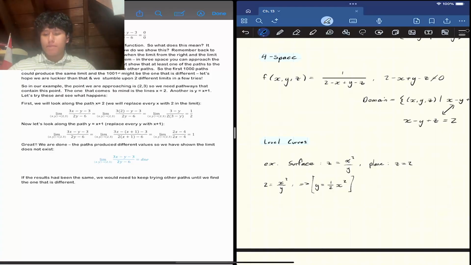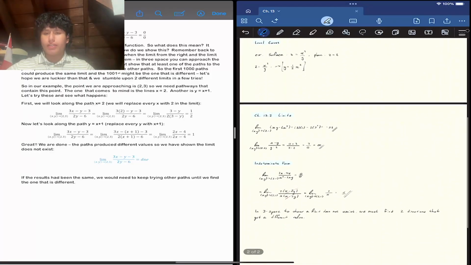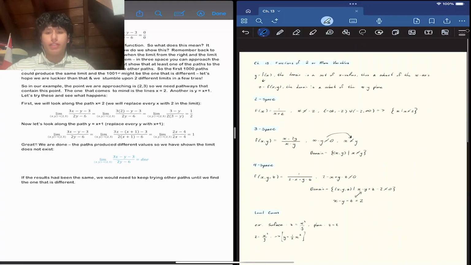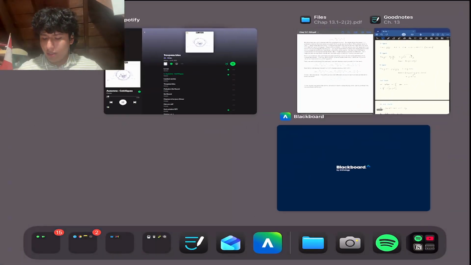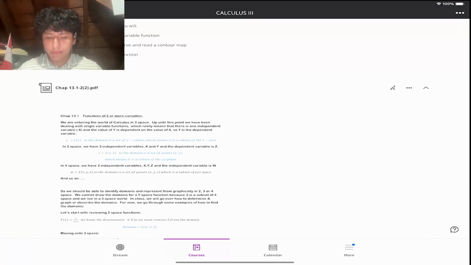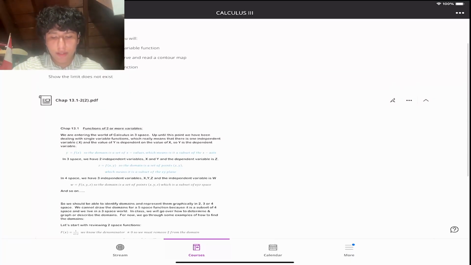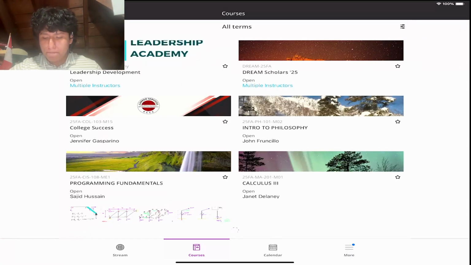So that's it for chapter 13. Really not that bad. Not really that math heavy. It's pretty conceptual. I guess it's trying to show that overlap between calculus 1 and calculus 3, for example. Really not bad. I'll be making another one of these for the next few chapters. This was 13.1 to 13.2, so not too bad.